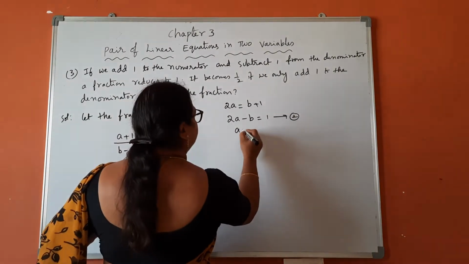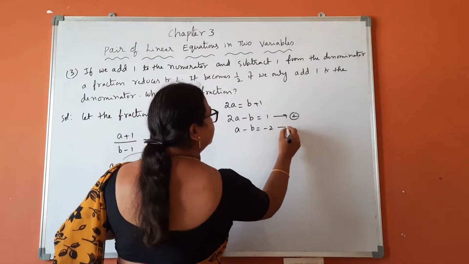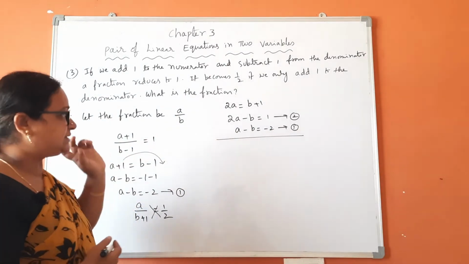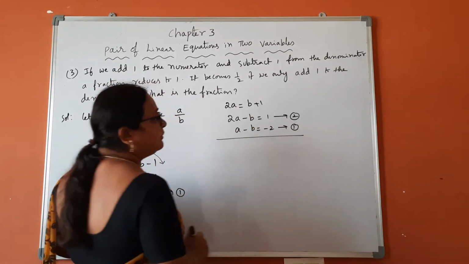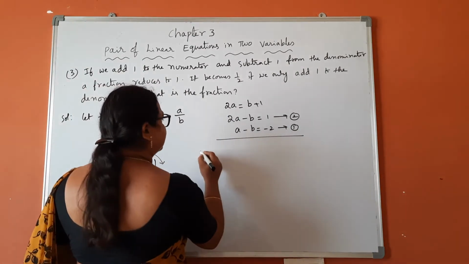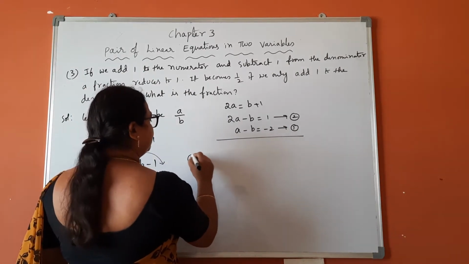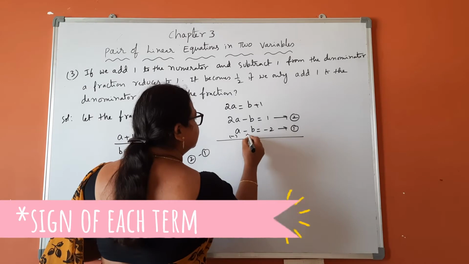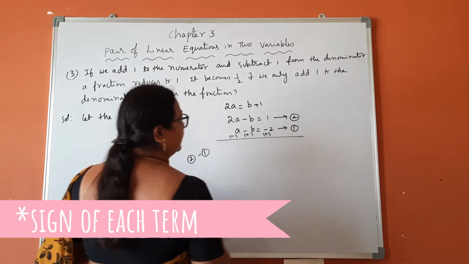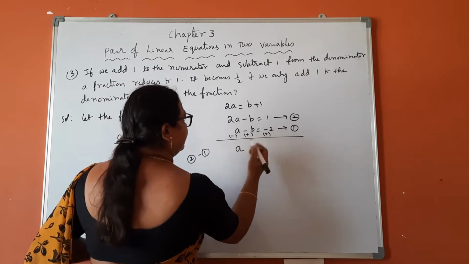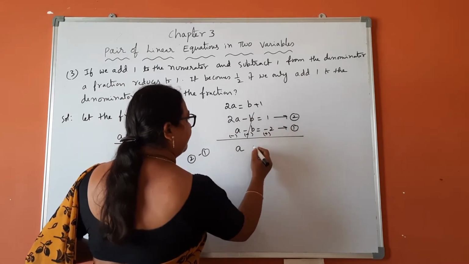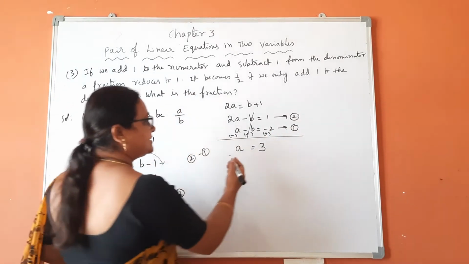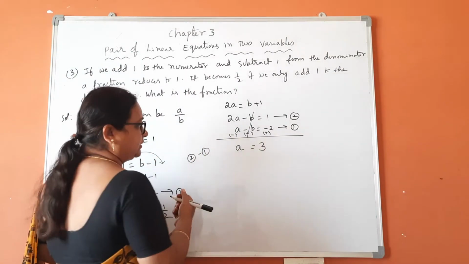So a minus b is equal to minus 2 is the first one. Now if you see here, elimination method is the easy one, because we can eliminate b here. So subtract 2 minus 1 we will do. So in subtraction we will change each term of the subtrahend. 2a minus a, minus b plus b gets cancelled. 1 plus 2, 3. So a is equal to 3. Directly we got the answer.